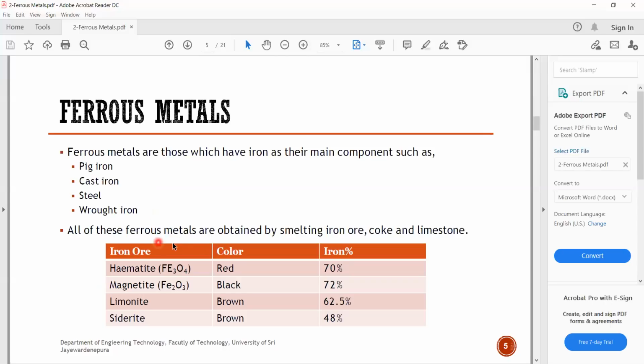How can you get the ferrous metal from the earth? These ferrous metals are not available as they are in the earth, right? So how is it available? It's available in this form: iron ore.